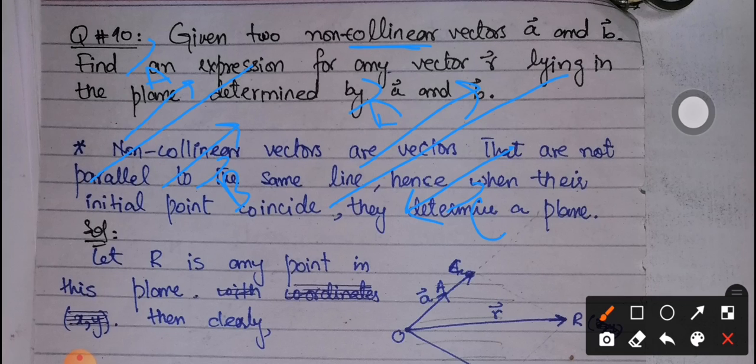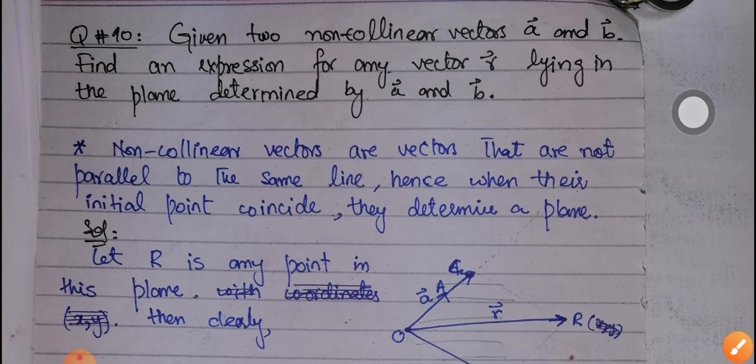Now come to the non-collinear vectors. Non-collinear vectors means two vectors that are not parallel to the same line. Whenever two vectors are non-collinear, they intersect at some point, making some angle with each other, because we know that parallel vectors cannot intersect at any point. Similarly, anti-parallel vectors also cannot intersect at any point. So non-collinear vectors can intersect at a point, making some angle with each other, and whenever two non-collinear vectors intersect, they always construct a plane.